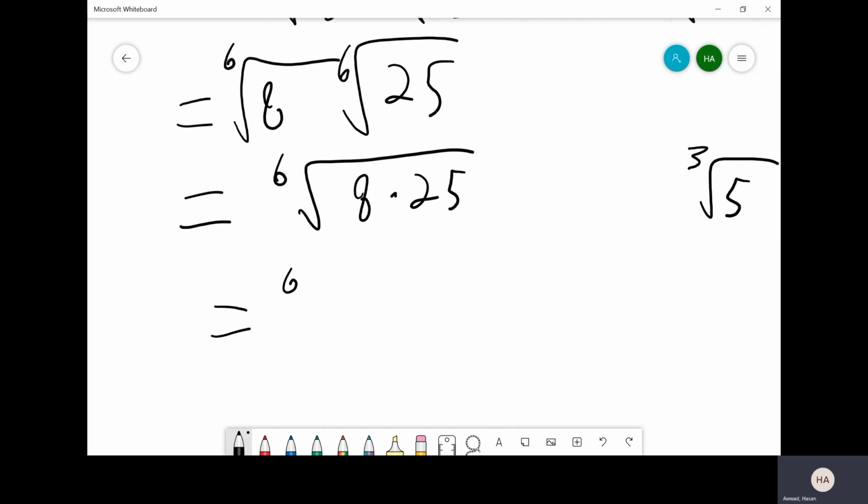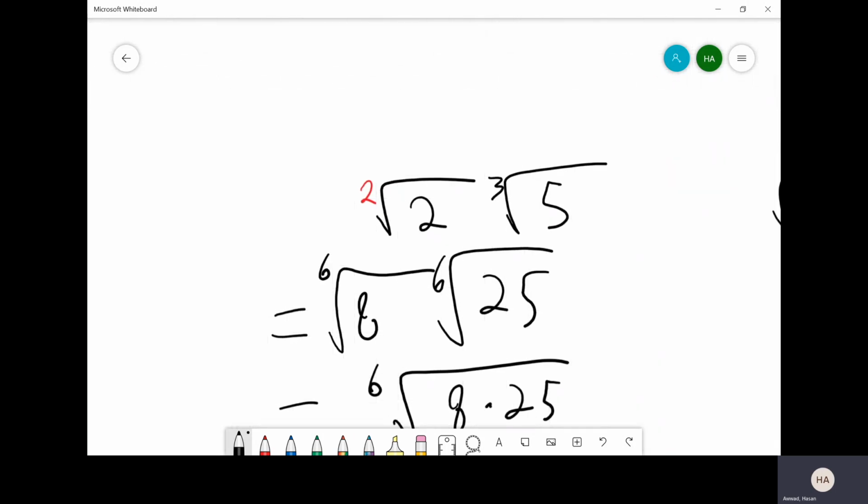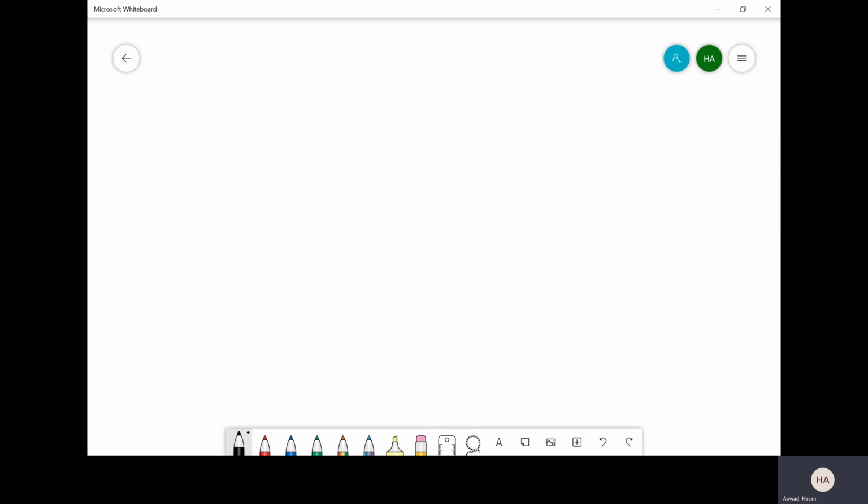And of course, feel free to use the calculator to double check me, but we get the 6th root of 200, and this is going to be your final answer. And this is your final answer because, again, all I was asking you to do was just multiply the two different radicals that had different indexes. Okay? All right. So next topic here is called rationalizing radicals.